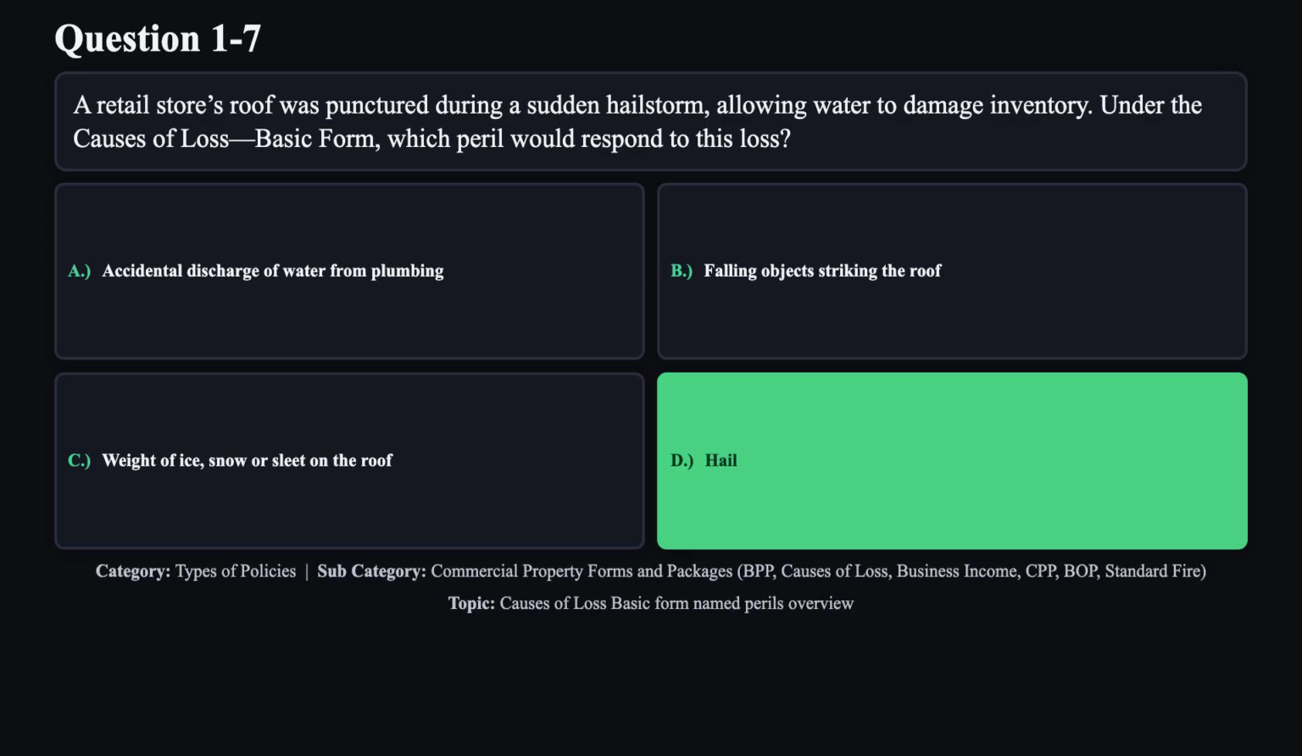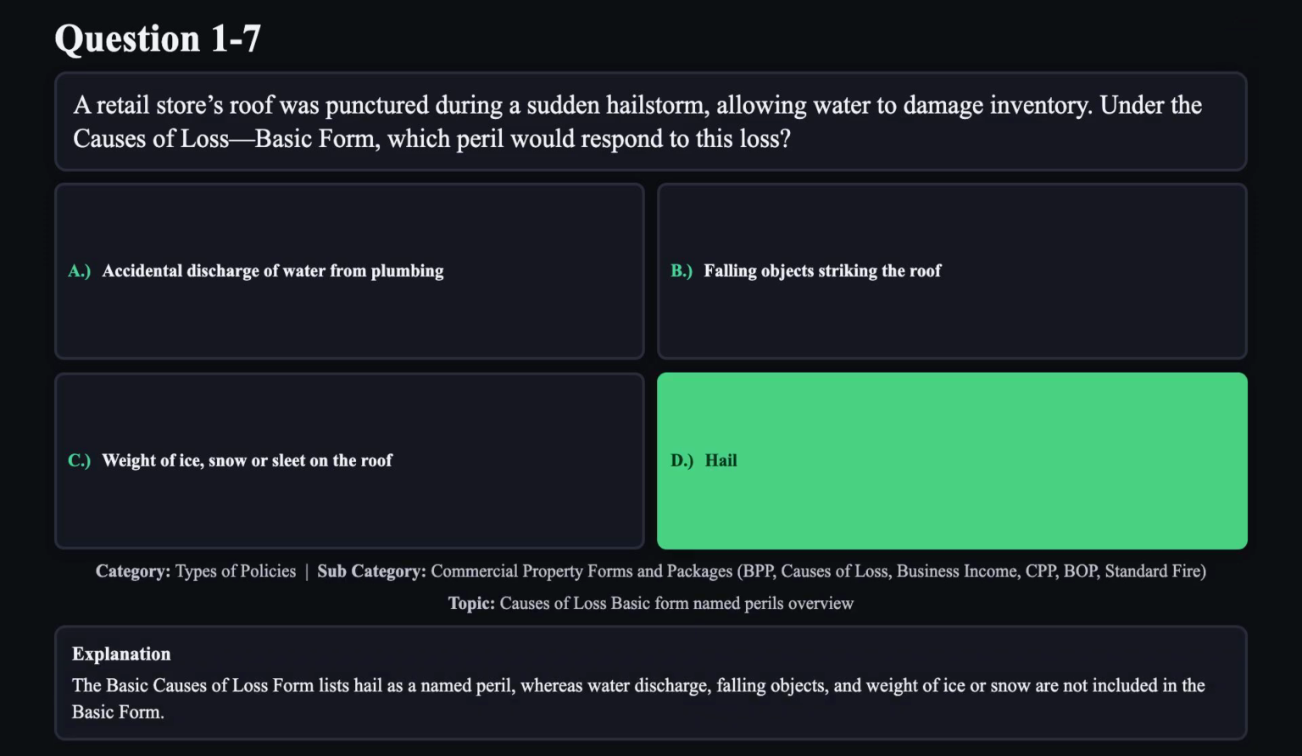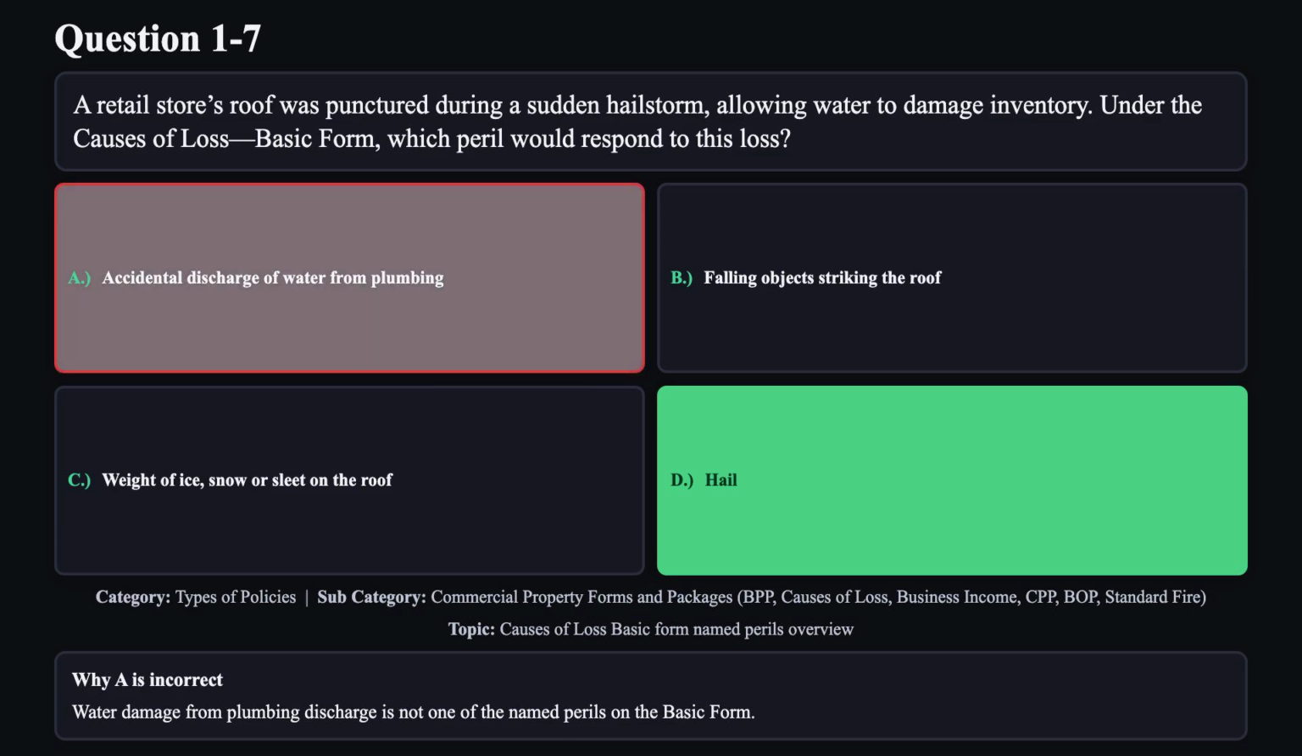The correct answer is D. The basic causes of loss form lists hail as a named peril, whereas water discharge, falling objects, and weight of ice or snow are not included in the basic form. Reason A is not correct. Water damage from plumbing discharge is not one of the named perils on the basic form.